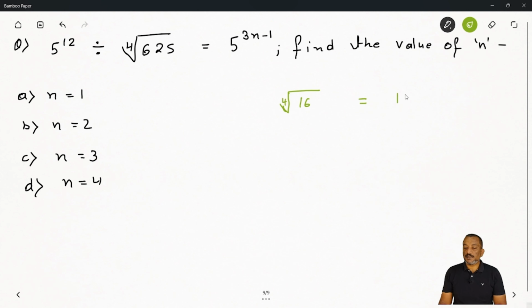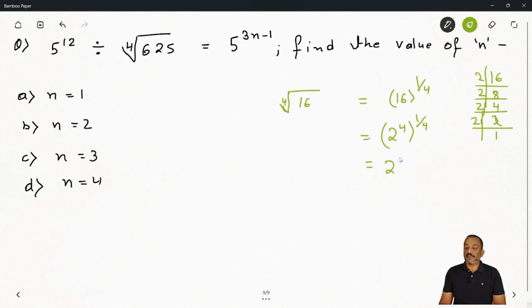So you can say 16 whole to the power 1 over 4 here, because why? Because it is given 4 as the index number in the root. Okay, so that's why. And after that you can find the prime factorization of 16. So 16 you will get 2, 8. Now 2 times divide, we will get 4, and 2 times you can divide, we will get 2, and again you will divide with 2, we will get 1. So you can say 16 is 2 to power 4 and multiplying with 1 over 4.